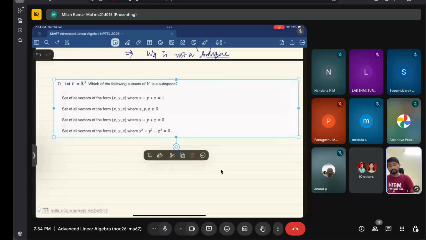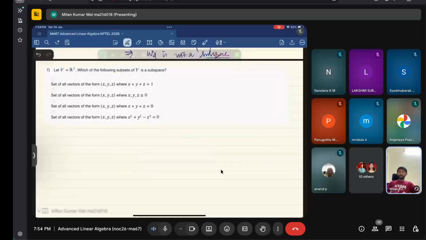So this is another problem that is also regarding subspace. Let V equal R^3, that is the vector space of tuples of 3 entries. Which of the following subsets of V is a subspace or not? As I have said, to check a subspace, we first have to check whether 0 is there or not. First case: the set of all vectors of the form (x, y, z) where x + y + z = 1.